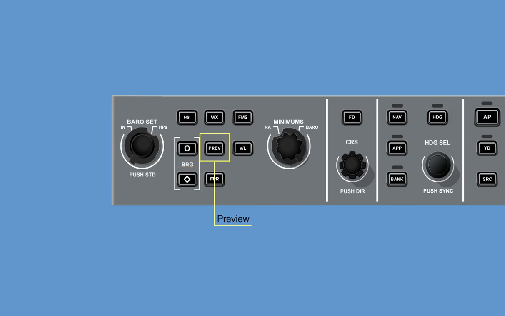When FMS is the selected navigation source, it is used to display VOR, localizer lateral and vertical deviation, and distance on the HSI. The VL button toggles between available short-range navigation sources. The FPR button turns the flight path reference line on the ADI on and off.